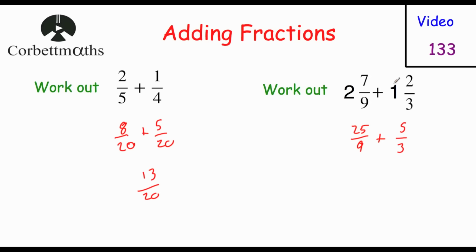And again, let's just check this. If I had a pizza and I cut it into thirds, that's 3 slices, and another 2 slices is 5 slices. So here we've written our mixed numbers as top-heavy fractions. So we want to have the same denominators. So we've got ninths and we've got thirds.